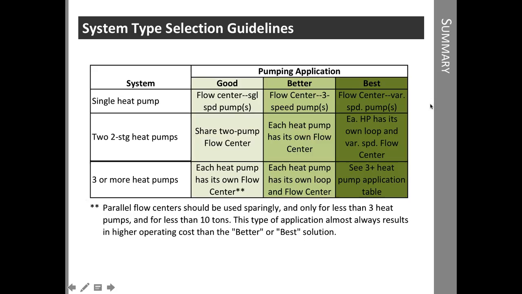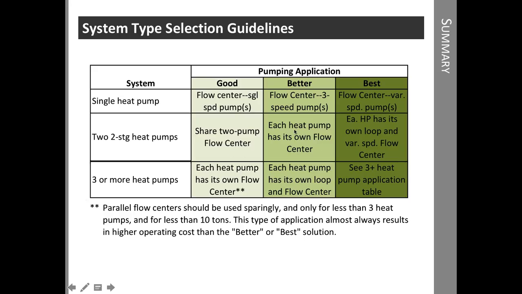A 2-stage heat pump runs typically about 80% of the time on part load. So 80% of the year, we're able to use much less watts. And that's why the variable speed flow centers have become very important, very, very popular in the market. So then when we get to 2 heat pumps, and we'll consider 2-stage heat pumps in this example, we could share 1 flow center. We talked about the challenges there. It's not a bad way to go, but it's not quite as efficient.